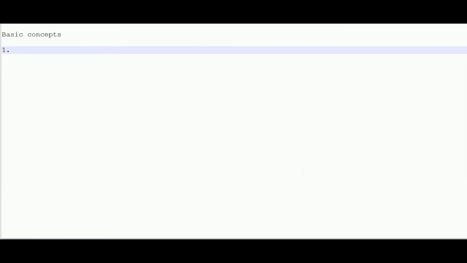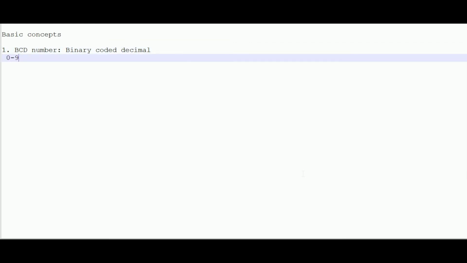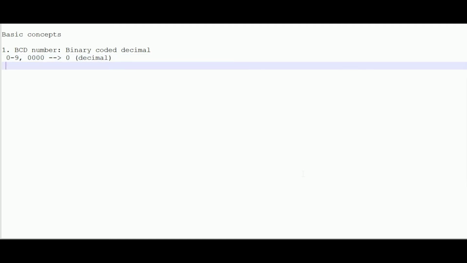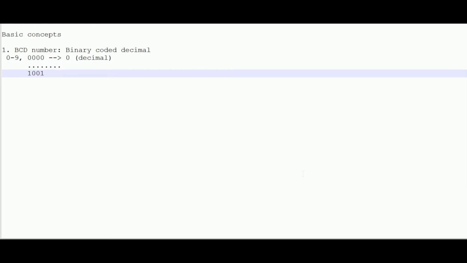Starting with the first point, what is a BCD number. You must be aware that BCD stands for binary coded decimal. Decimal numbers range from 0 to 9, and a BCD number is an equivalent binary form of the decimal number, which ranges from 0000, which corresponds to decimal number 0, and moves on till 1001, which corresponds to the decimal number 9. Thus, BCD values are decimal integers encoded in binary form with one decimal digit per nibble.